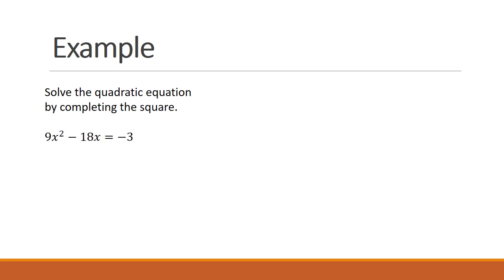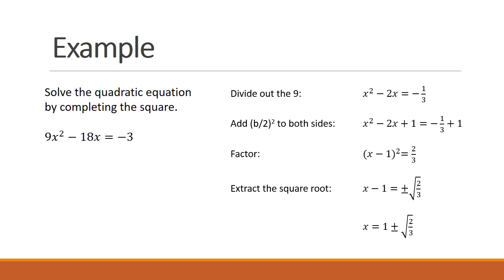Try this one by completing the square. Notice we've already given you a head start by moving the negative 3 over to the right-hand side. Pause the recording, give this a try, and resume the recording to check your answer. First, we divide out the 9. The next thing we're going to do is take the b, which is negative 2, divide it by 2, then square it. That gives us a 1. We add 1 to both sides. Factor the left. Remember, when you're completing the square, this will always factor into a perfect square. Take the square root of both sides and add the 1.